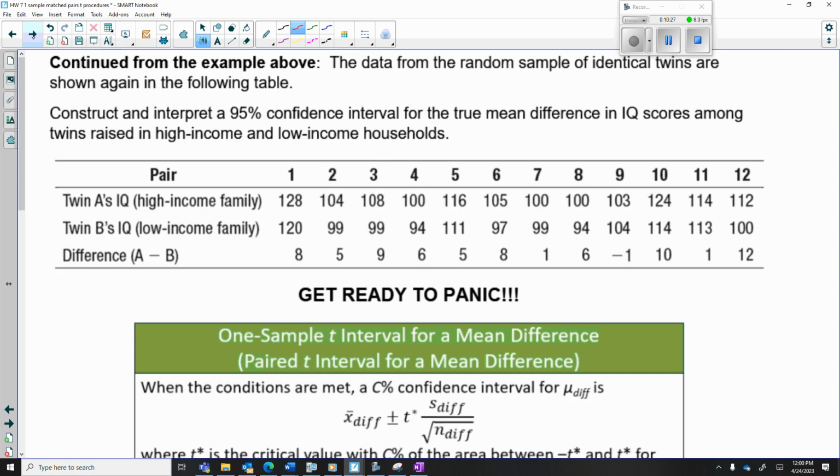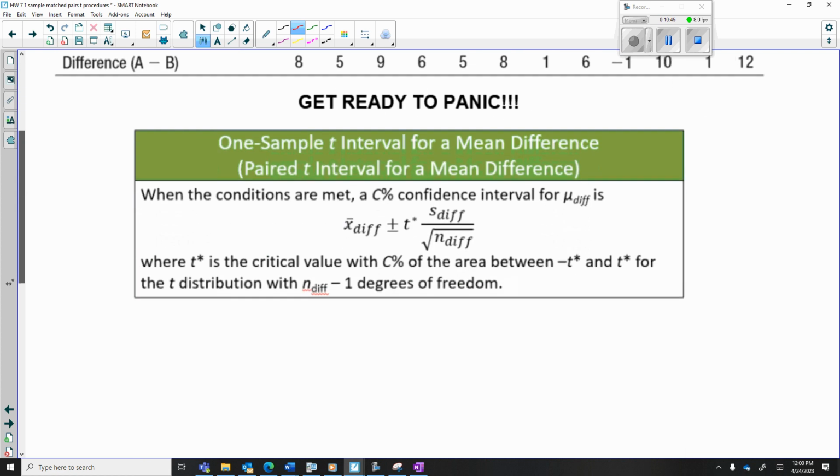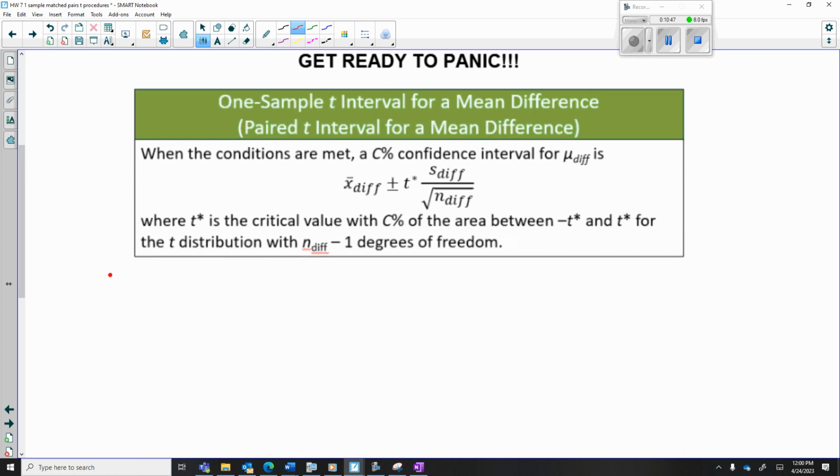So we're just going to continue the example above. It says construct a 95% confidence interval for the mean difference of IQs. So the mean difference means mu subscript difference, okay? Or we could write mu A minus B here, and that is the direction of the difference. So we would do PANIC. So remember, PANIC starts with a P. So it's going to be population of interest, parameter of interest, etc.